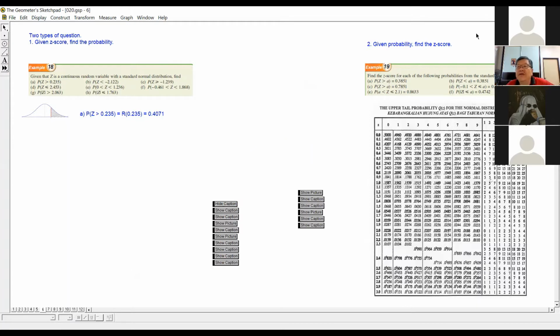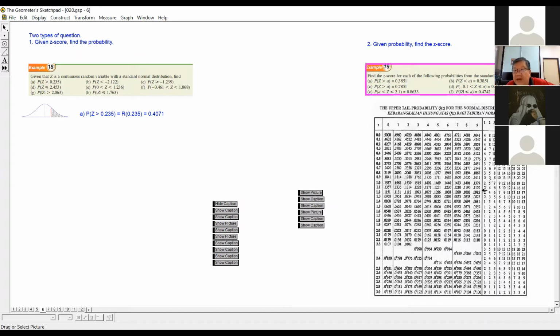Now, another type of question is like this. They will tell you the probability of Z greater than A is 0.3851. Find A. Are they the same type of question or not? These two, 18 and 19, are different type of question. For number 18, they give you the Z and ask you to find the probability. For question number 19, they give you the probability and ask you to find the value of Z.